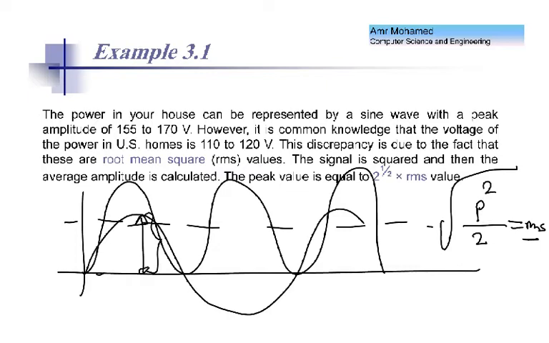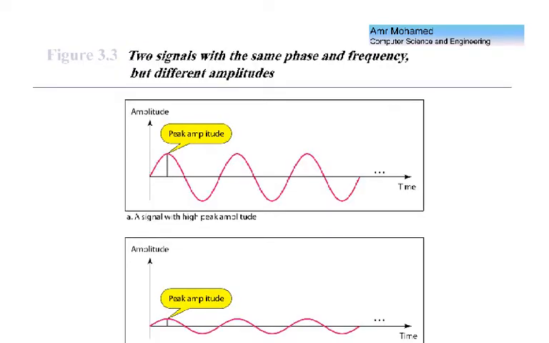Multiply it by square root of 2. Okay? So multiplied by square root of 2, you get the actual peak value of the voltage level in the US. Same here, it would be again square root of 2 multiplied by 220. Okay? So the RMS value, it turns out, is not one of the fundamental characteristics of the signal.